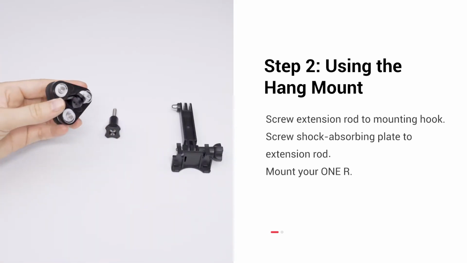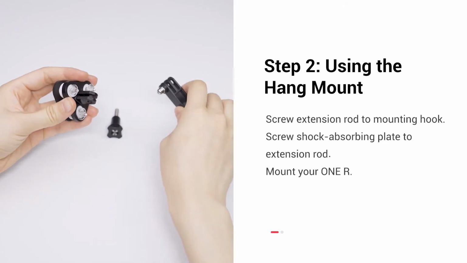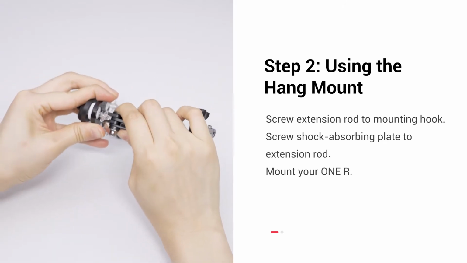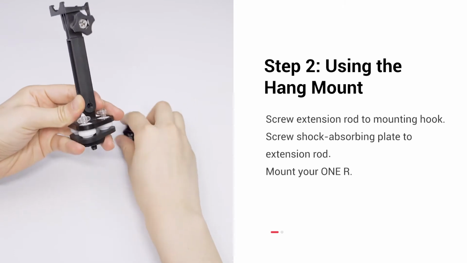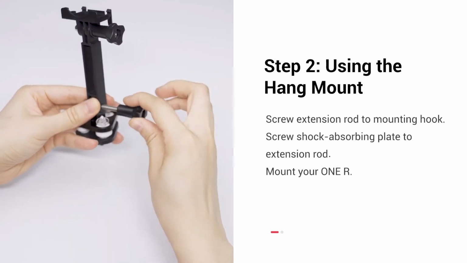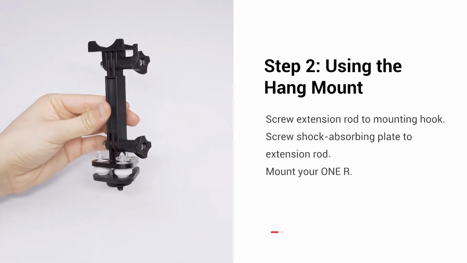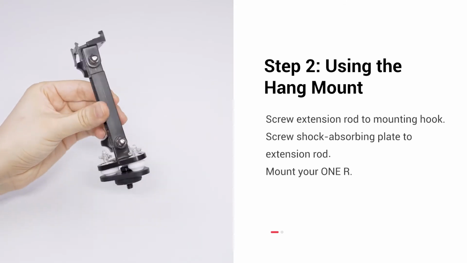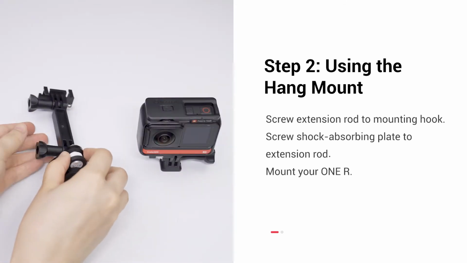Then, screw the shock-absorbing plate you made earlier to the other end of the extension rod. Finally, mount your ONE R to the hang mount.